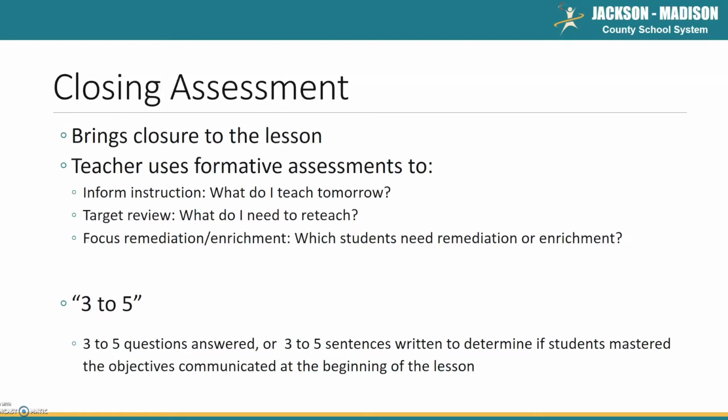Student mastery or non-mastery of the day's objectives will guide the next steps in your planning process. Without this assessment, you cannot answer these 3 questions. The same 3 to 5 rule of thumb is applied to the ending. So during this time, you will want to plan for 3 to 5 questions answered or 3 to 5 sentences written to determine if students mastered the objectives stated at the beginning of the lesson.